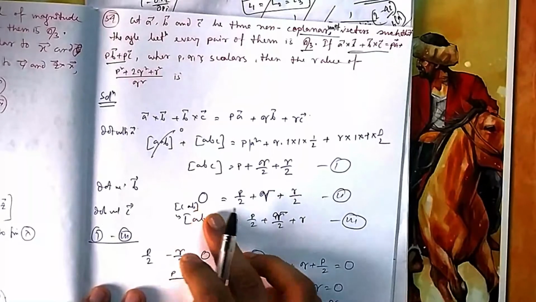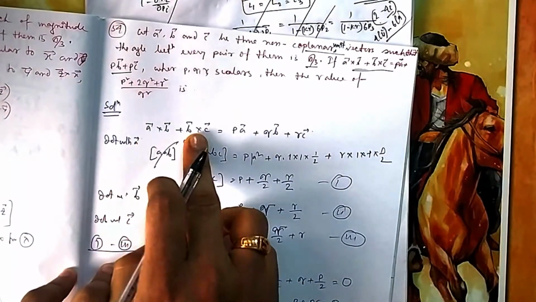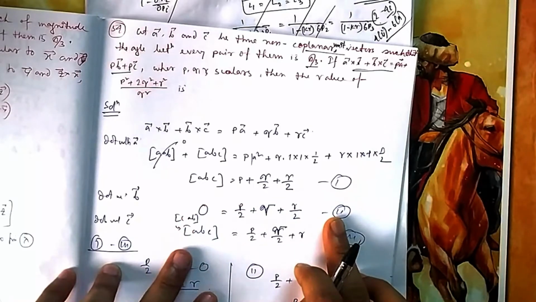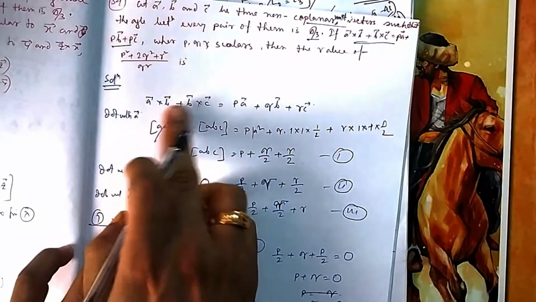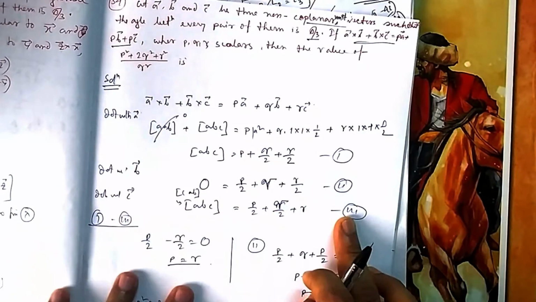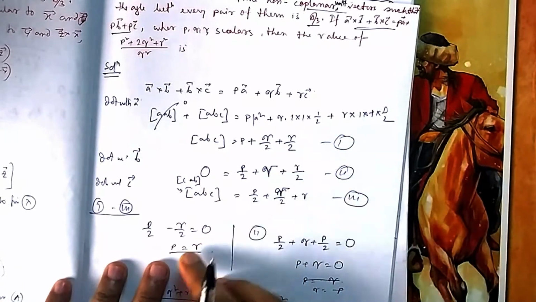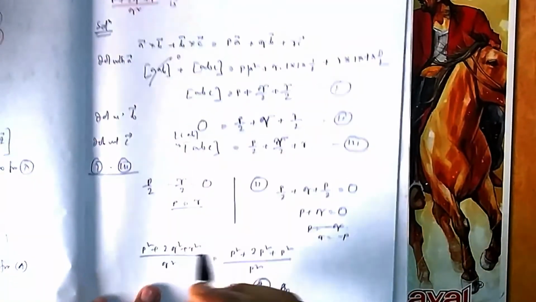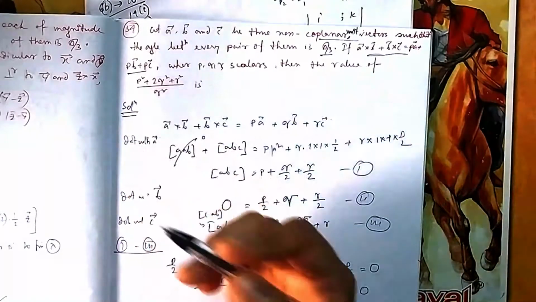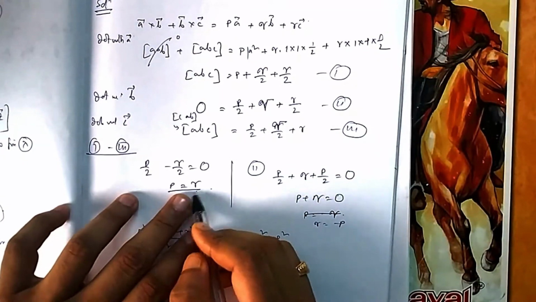Similarly, if you dot with B, then again it will be ABB, BBC, so it will be 0. So this is the second one, and if you dot with C, then it is box ABC, then this one is 0. Okay, from 1 and 3, if you subtract, you will find a relation between P and R, because you have to find something in ratio type, so no need to find exact value of P, Q, R. If you can express everything in terms of Q, then Q will get cancelled, so the relation will work without it. So P is equal to R.